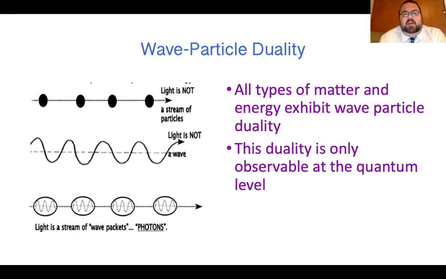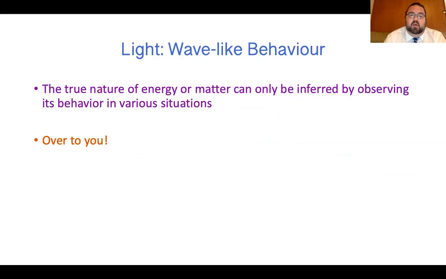So if this duality is only evident at the quantum level, then how do we know that it exists? Any ideas? Yeah, thanks, Josh. Yeah, that's good. Many experiments have been done over time, producing results that can be observed at the macro level, which are related to this duality. So the true nature of energy and matter can only be inferred by observing its behavior on a macro level in various situations. What are some of the different behaviors that light exhibits that indicate its wave-like nature? I'll give you a minute to think about that.